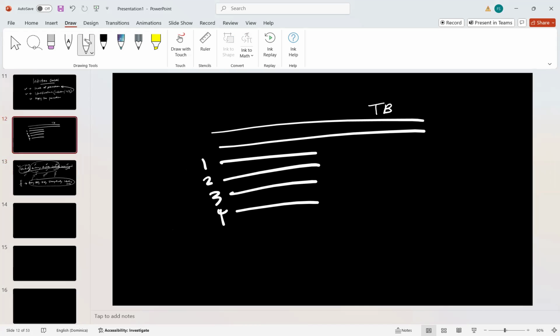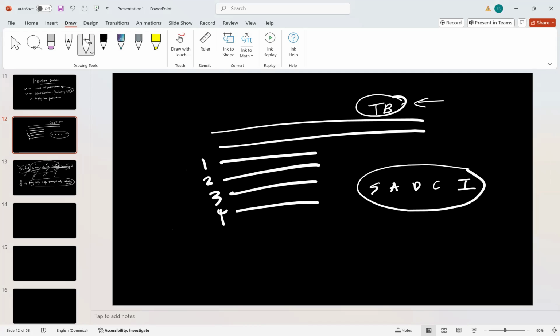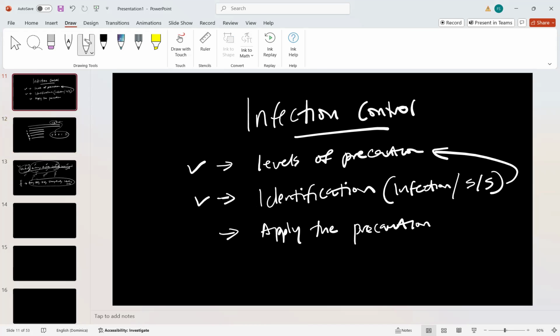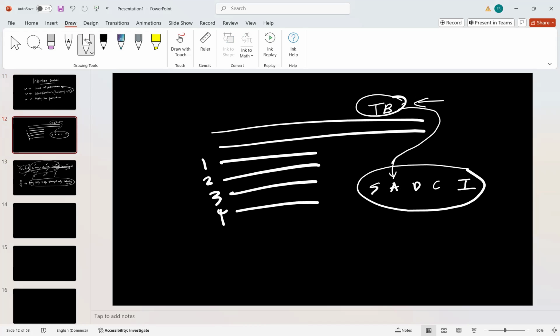You firstly think about the list of precautions or the levels of precaution. So when you know we have standard, airborne, droplet, contact, and immunocompromised, you are going to ask yourself, this TB falls under which of these? Now you will say, oh, it falls under airborne. Now, since it falls under airborne, that is the first and second step done. Now, the next thing you will do is apply the precaution, which is what?